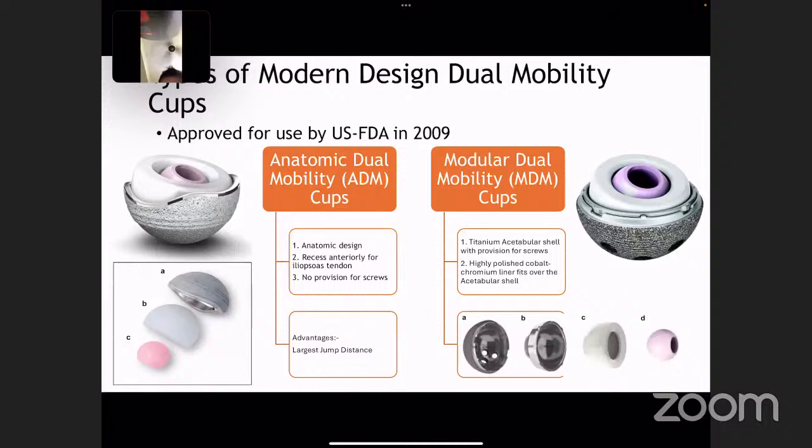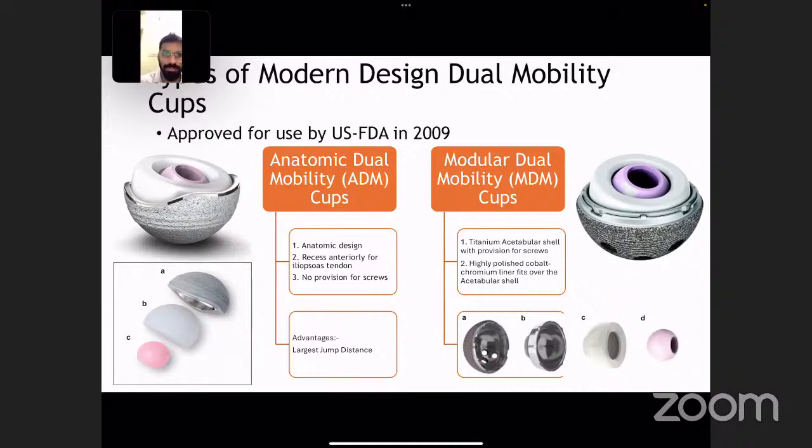Types of modern design dual mobility cups. The modern design dual mobility cups were approved for use by the US FDA in 2009. There are two types, anatomical dual mobility cups and modular dual mobility cups. The anatomical dual mobility cup has an anatomic design. It has a recess anteriorly for the iliopsoas tendon, and there is no provision for screws. So one has to achieve a press fit in the acetabulum during surgery.